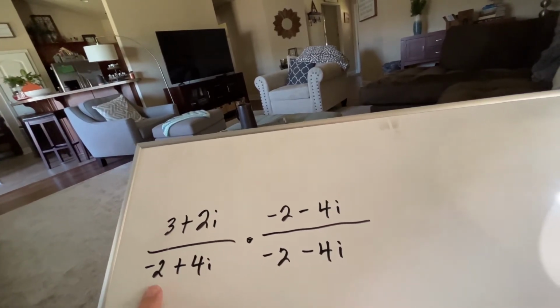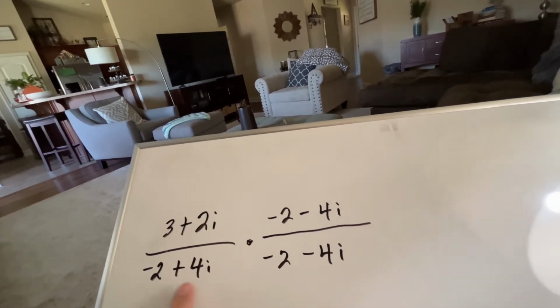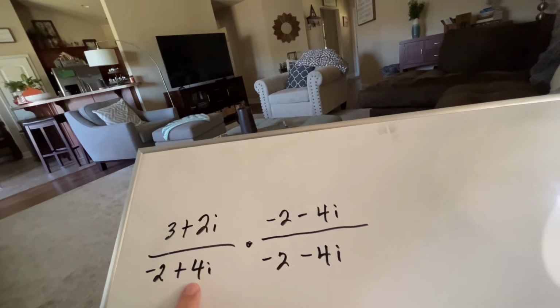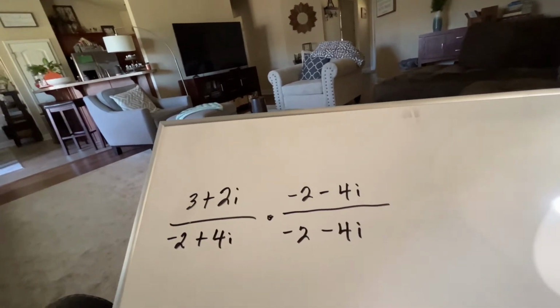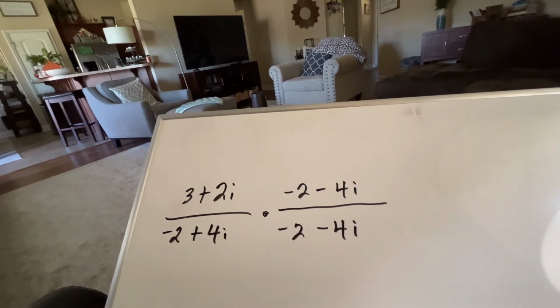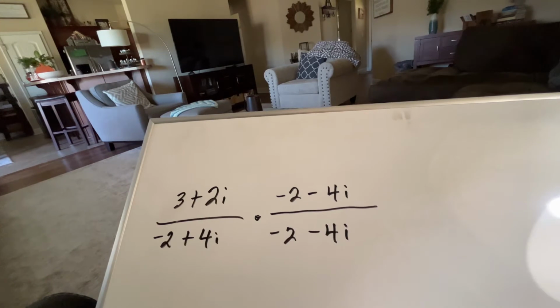So the complex conjugate has the same first number, negative 2, and the same last number, 4i, but it has an opposite sign in the middle. And that's called the complex conjugate. That idea of a conjugate.